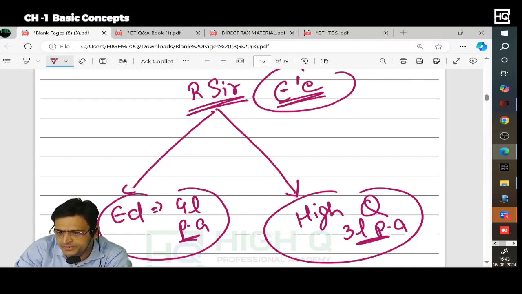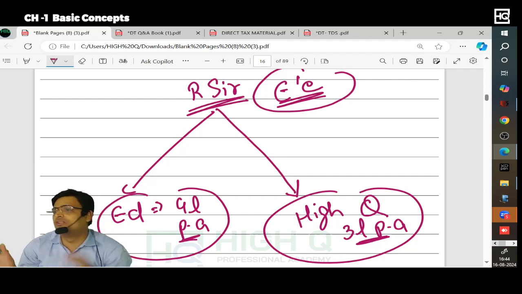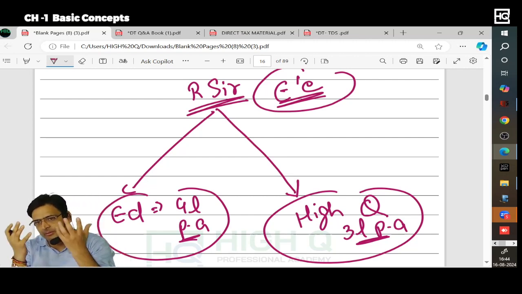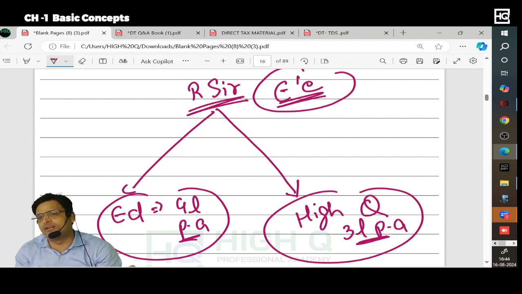Sir, eligible for set-off is applicable only if the payee files the return by himself. If payee files the return, payee or anyone, CA can file, employer can file, whoever can file he is eligible for set-off. Okay, tell me, you will take individually or together? Income will be taken individually by the employer or it will be taken together for the purpose of deducting TDS?